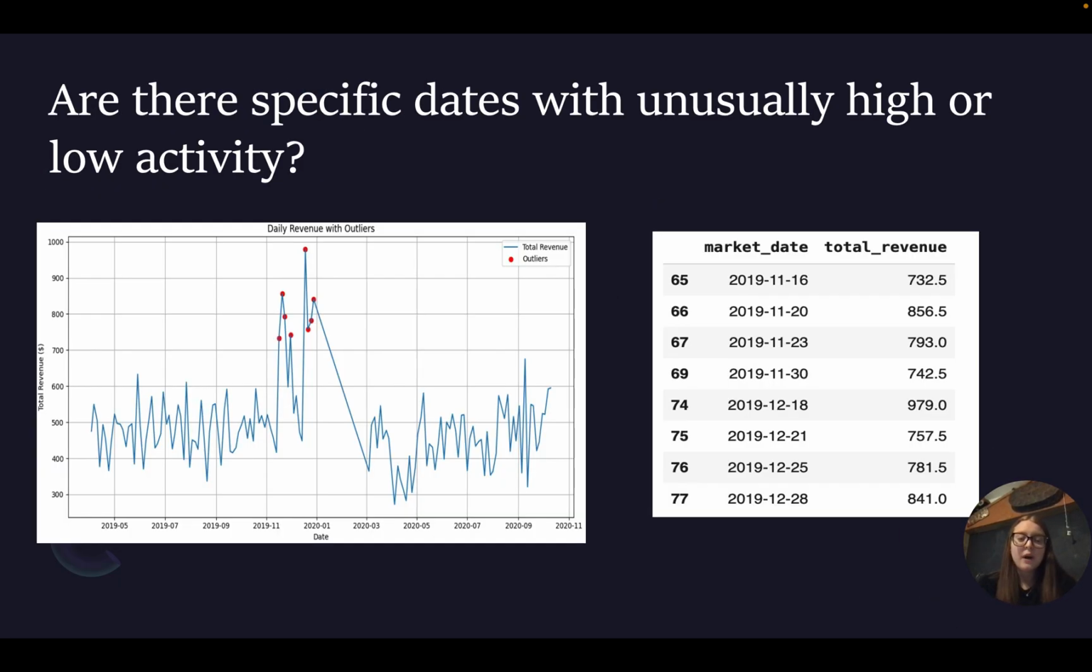Okay, let's move on with the next question, which is, are there specific dates with unusually high or low activity? Over here is just a graph, and I was able to identify the outliers, where you can see the unusually high or low activity, and on the right is just a summary of the findings.